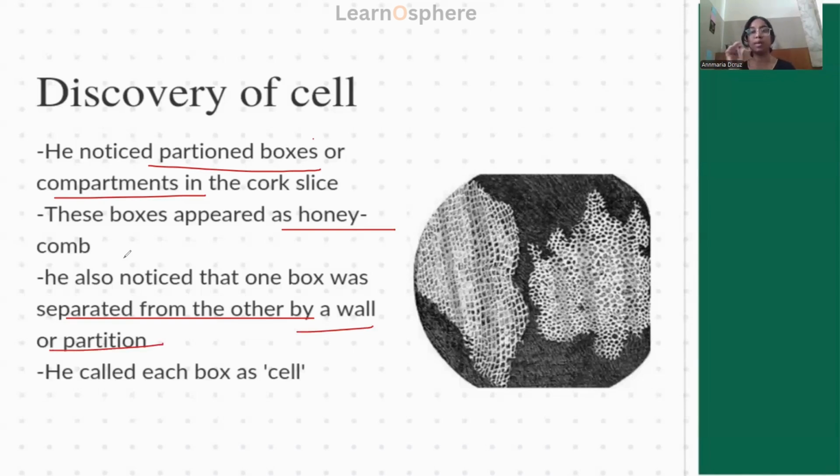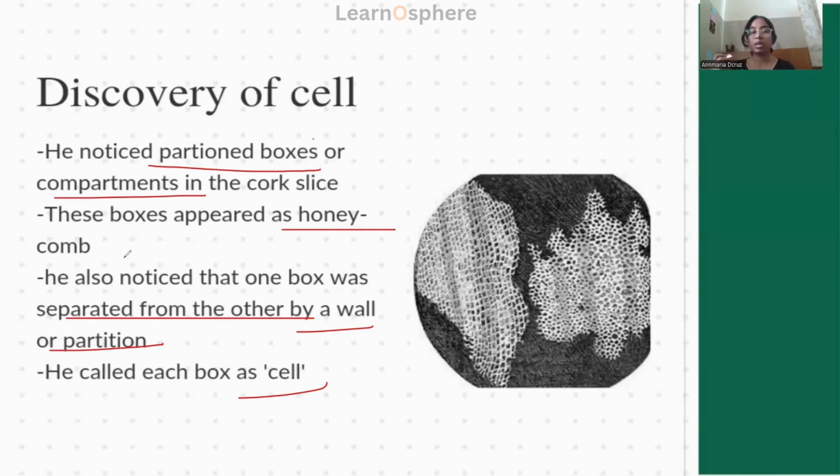So these boxes were separated by a wall or partition, and he called these boxes cells. Basically, when he observed the slice of cork under a magnifying device, he could see some boxes partitioned by a wall, and it looked like a honeycomb to him, and he said, okay, I will call it a cell. So that's how he introduced the cell.